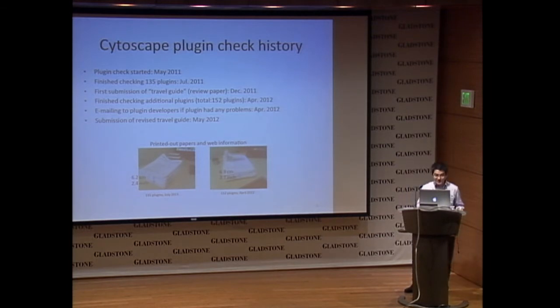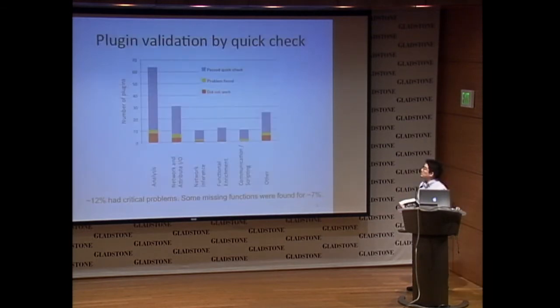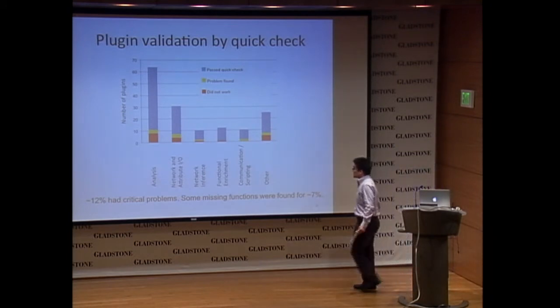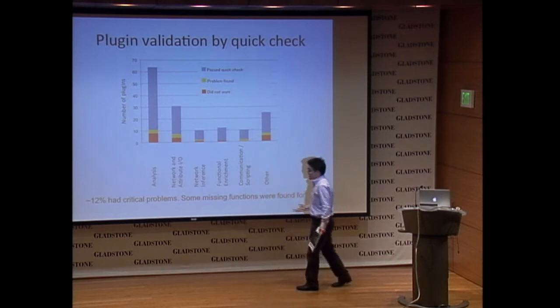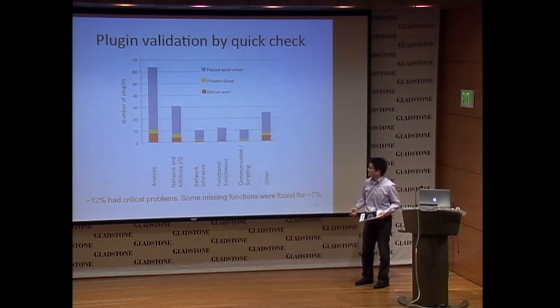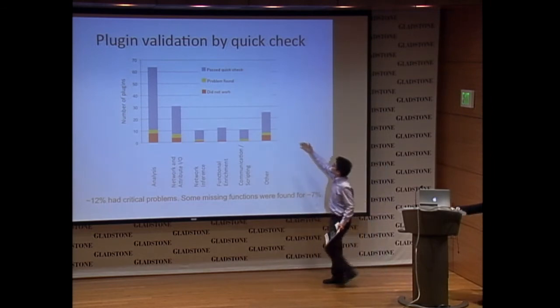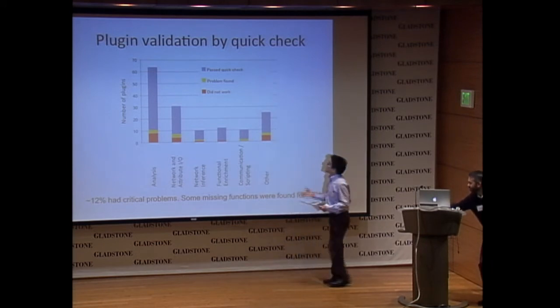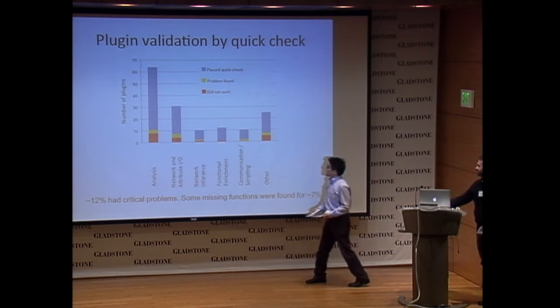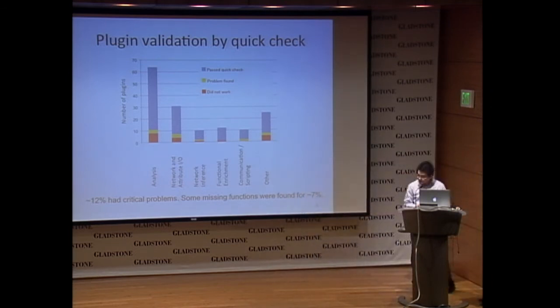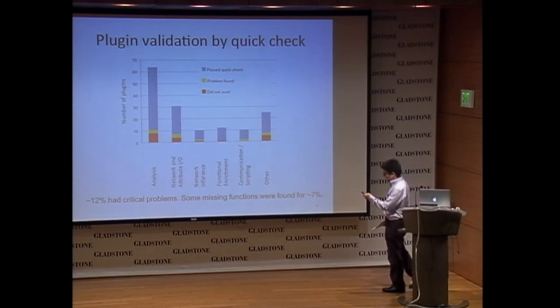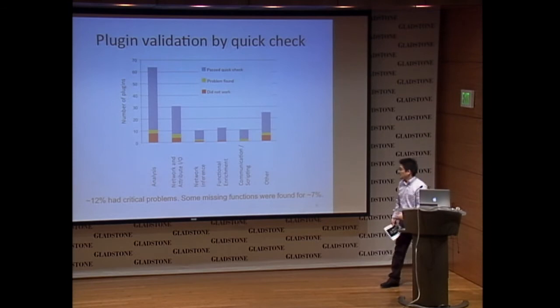First, I want to go to the plugin validation by quick check. This axis shows the plugin functional classification based on the old versions, and this axis shows the number of plugins. The blue one shows those that passed the quick check, and the yellow one shows that some problems were found. And the red one shows that the plugin didn't work at all. As you can see, most of the plugins do work, but 20% of them have some critical problems. That is, the plugin doesn't work at all. And some missing functions were found for 7%.